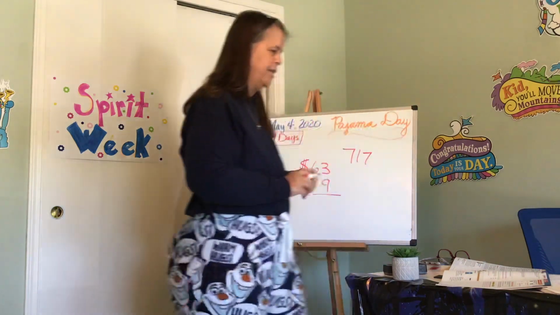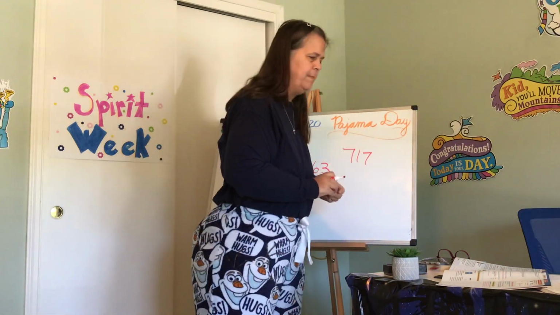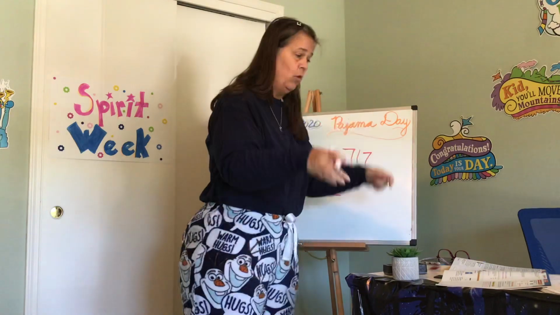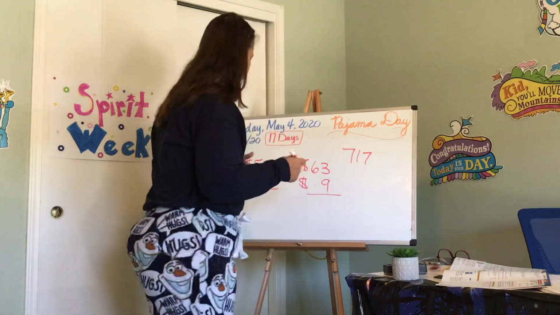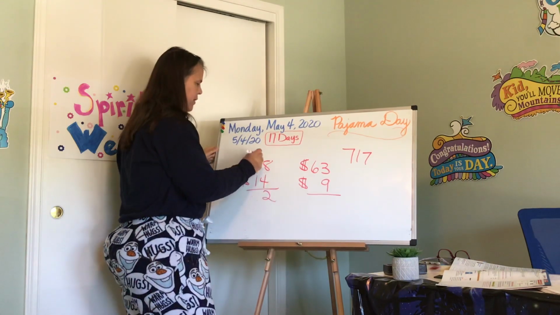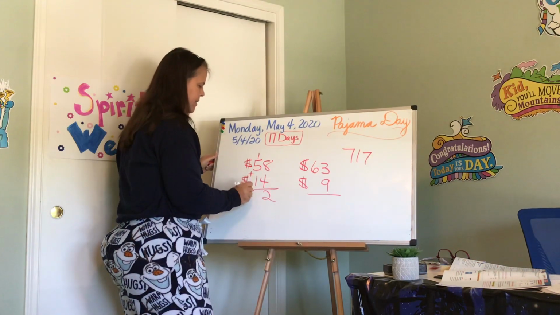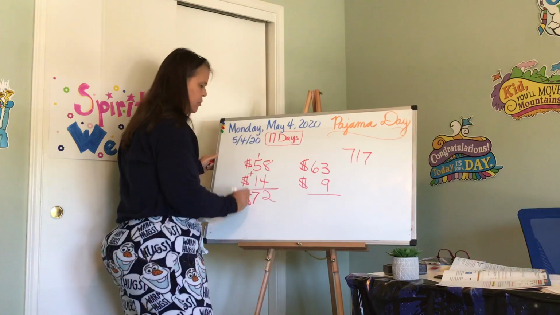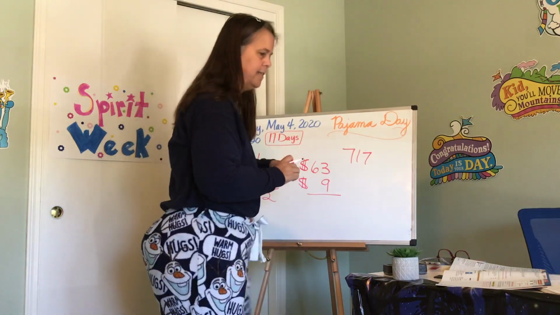All right, let's go ahead and check it. Did Mr. Green make a deposit or a withdrawal? That's right, he made a deposit, so we're going to add. 8 plus 4 is 12. 1, 5, and 1 is 7. He has $72.